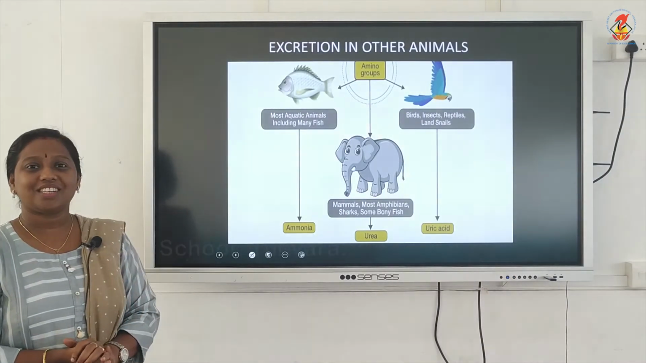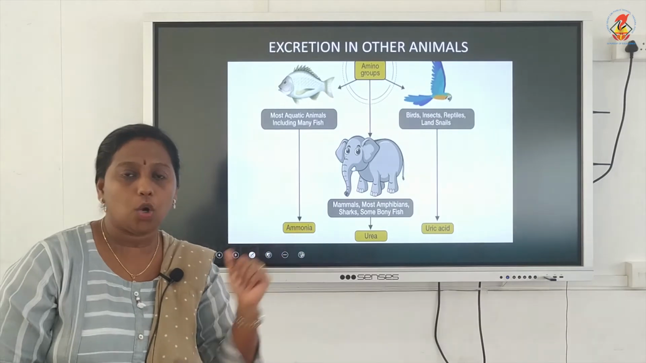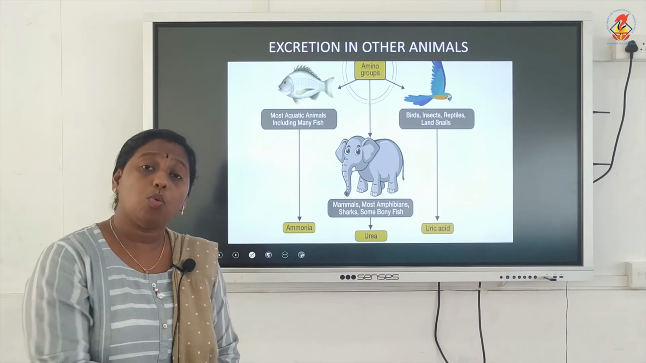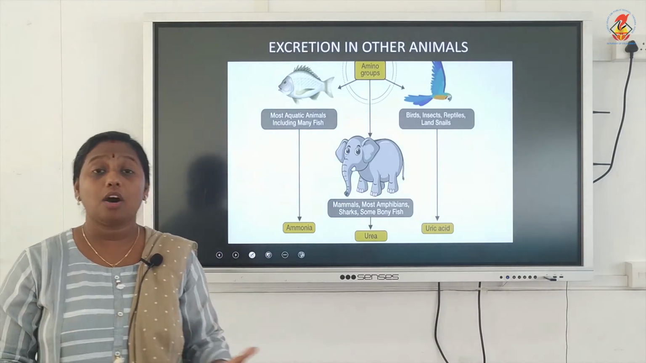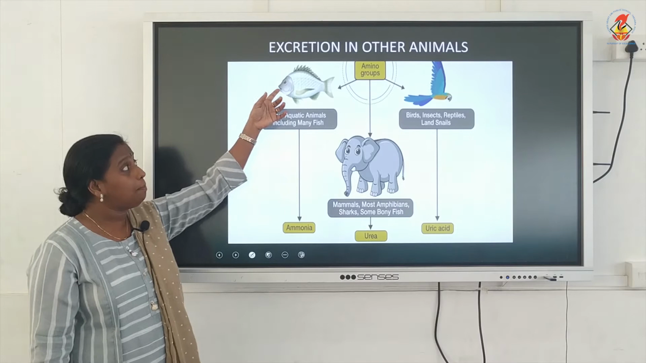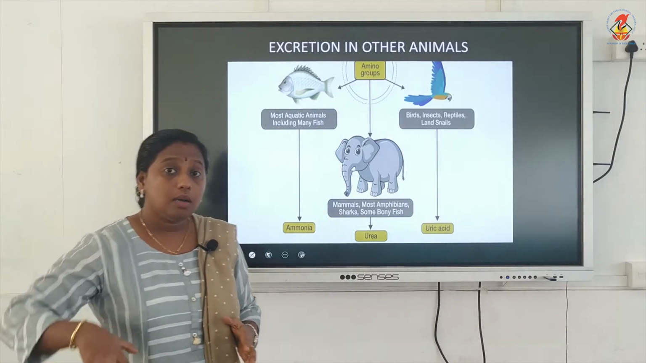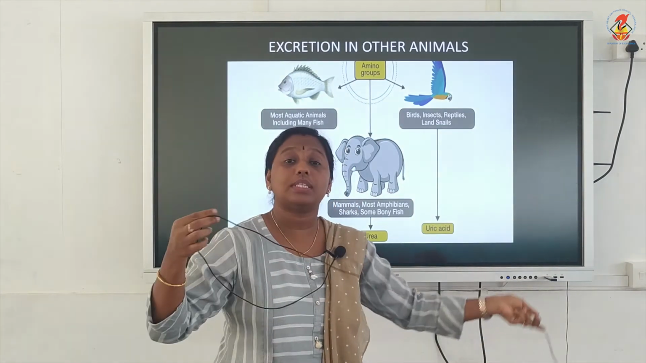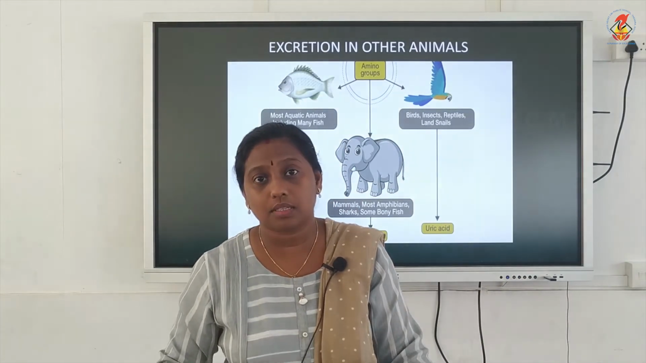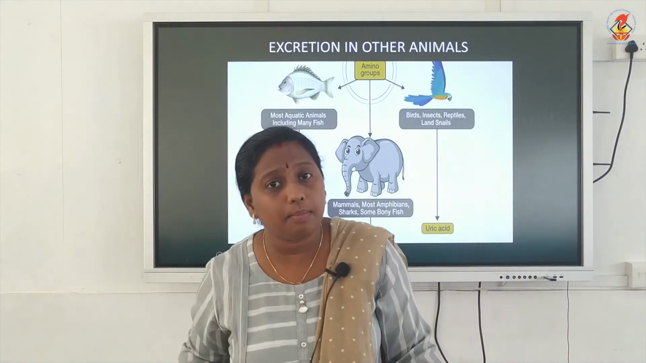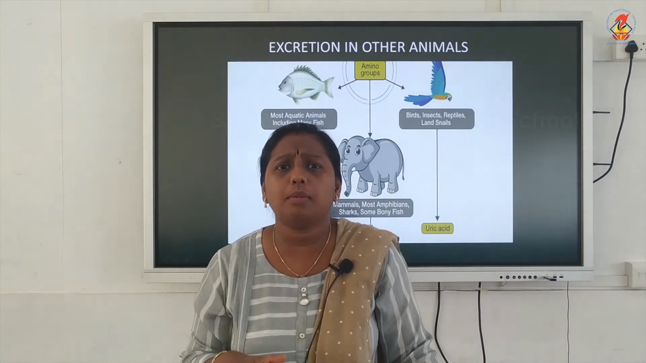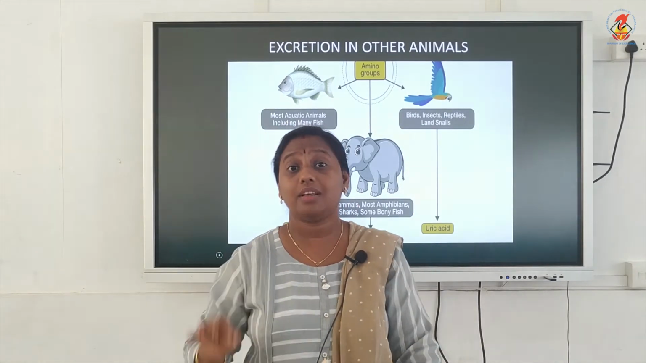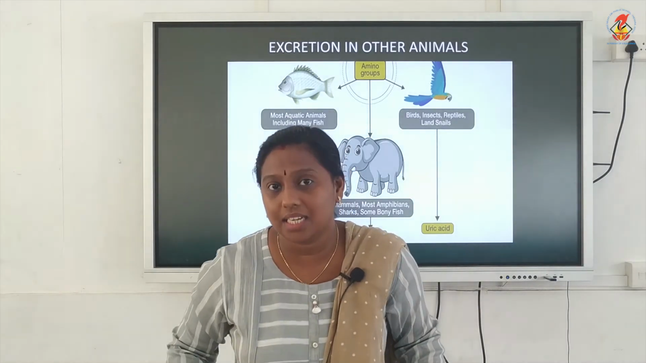Now, how does excretion occur in other animals? In human beings, we studied that we have an excretory system and excretion occurs like that. Now, what about other animals? In other organisms, the process of excretion depends upon the amount of water available for them, in the environment where the organism lives. Based on that only, the type of excretion happening in an organism is decided.